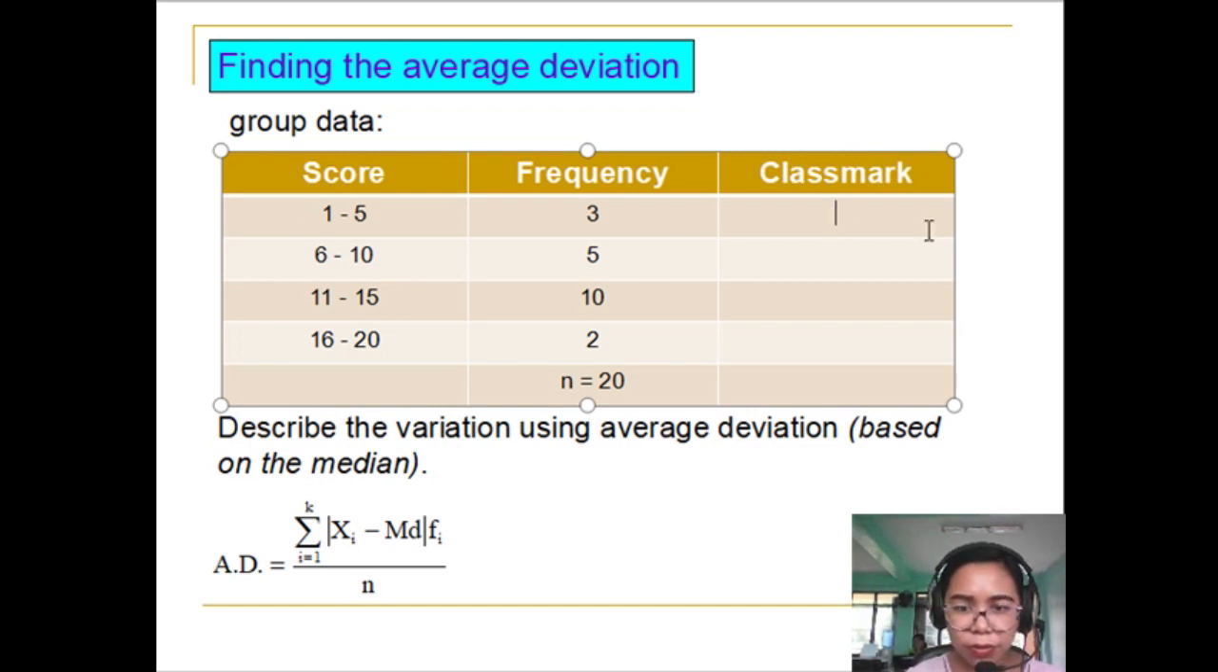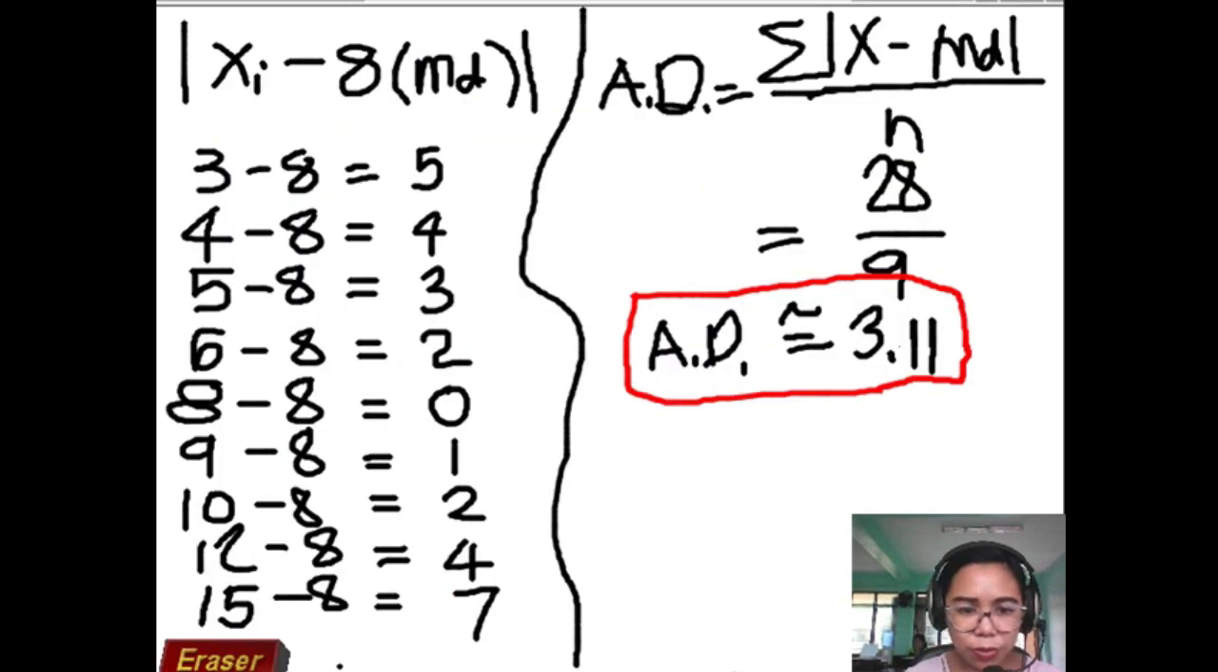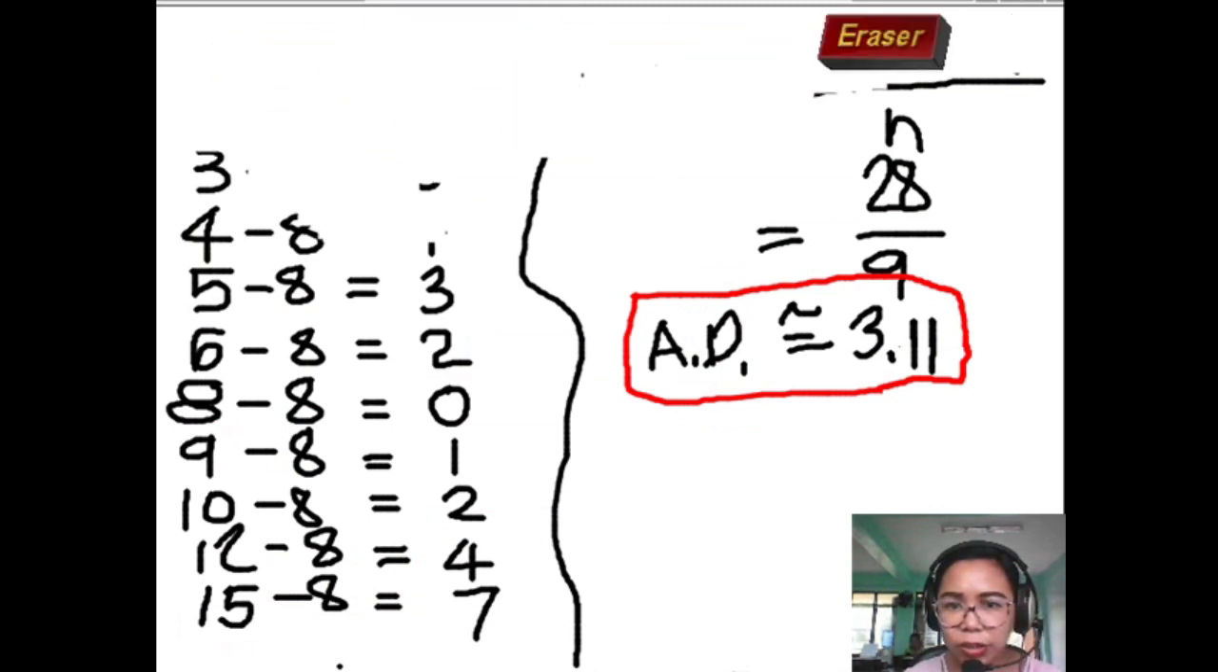Okay, so we already know the class marks for these intervals as discussed in the previous video lecture. We have 3 for the interval 1 to 5, then 8 for 6 to 10, then we have 13 and 18. Okay, so calculating the average deviation given grouped data.